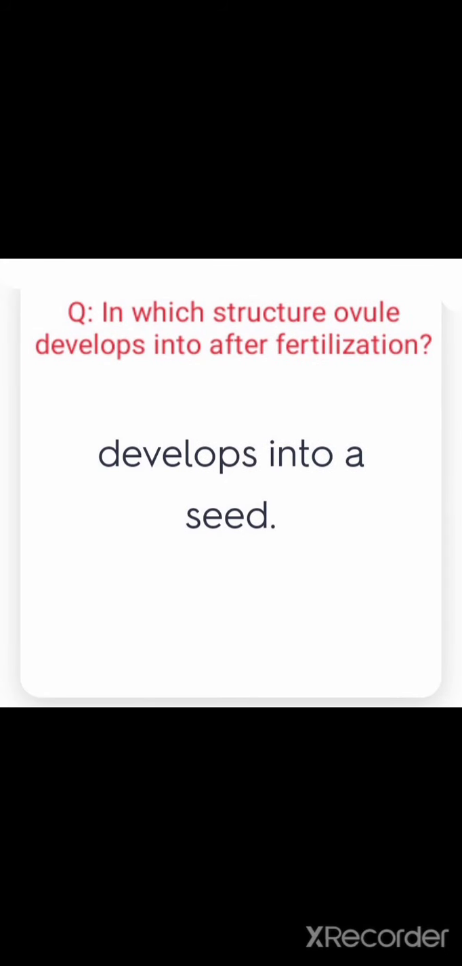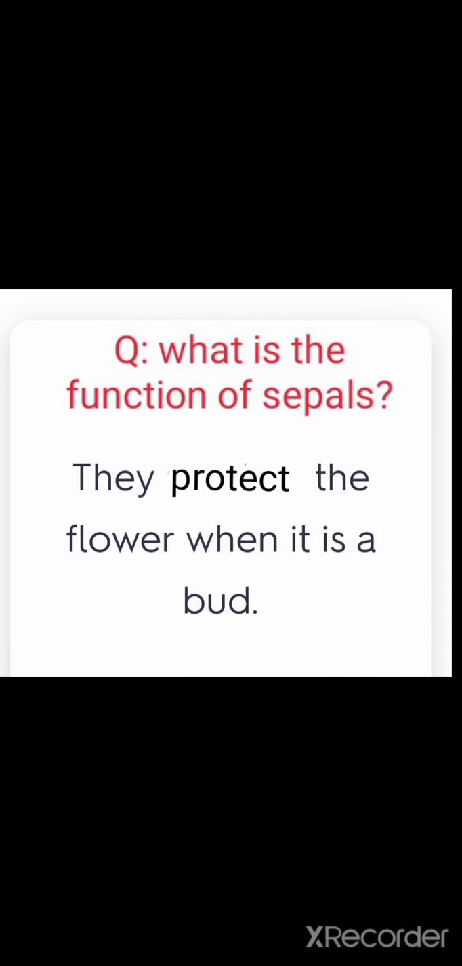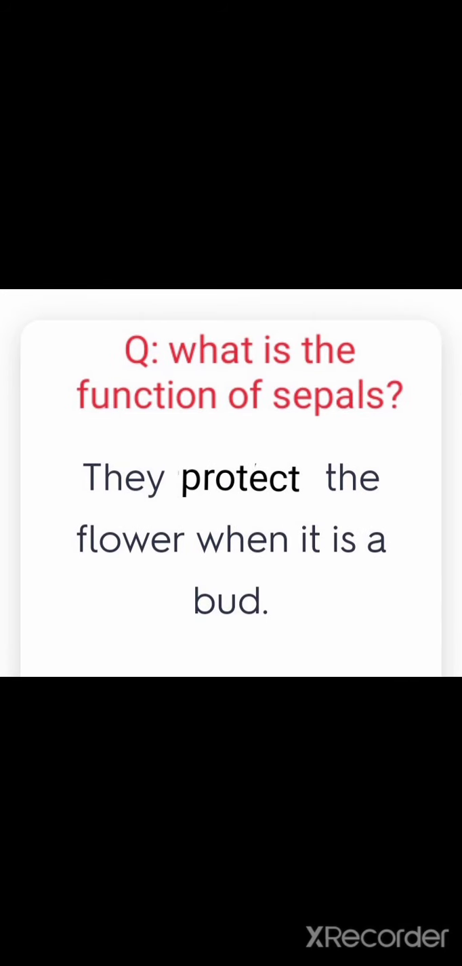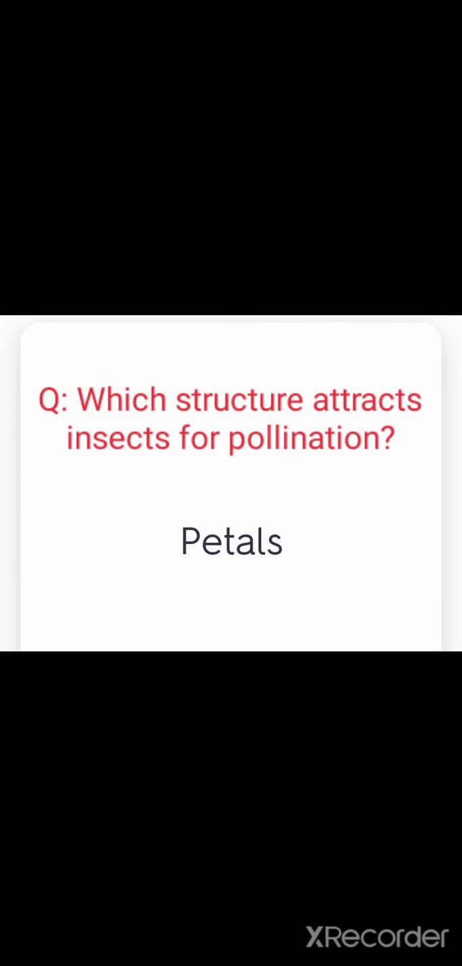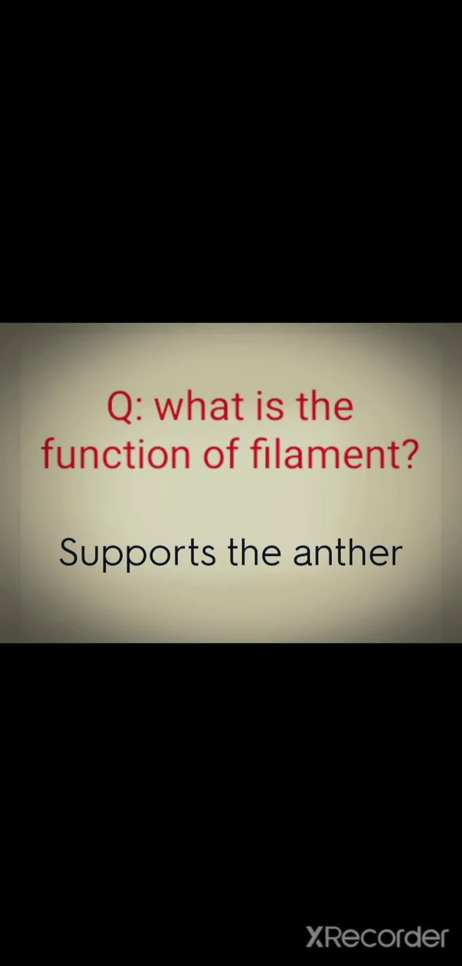What does the ovule develop into after fertilization? Ovule develops into seed after fertilization. Which structure develops into fruit after fertilization? Then ovary becomes fruit. What is the function of sepals? They protect the flower when it is in a bud stage. Which structure attracts insects for pollination? Petals are brightly colored, so they attract insects for pollination. What is the function of filament? Filament supports the anther.